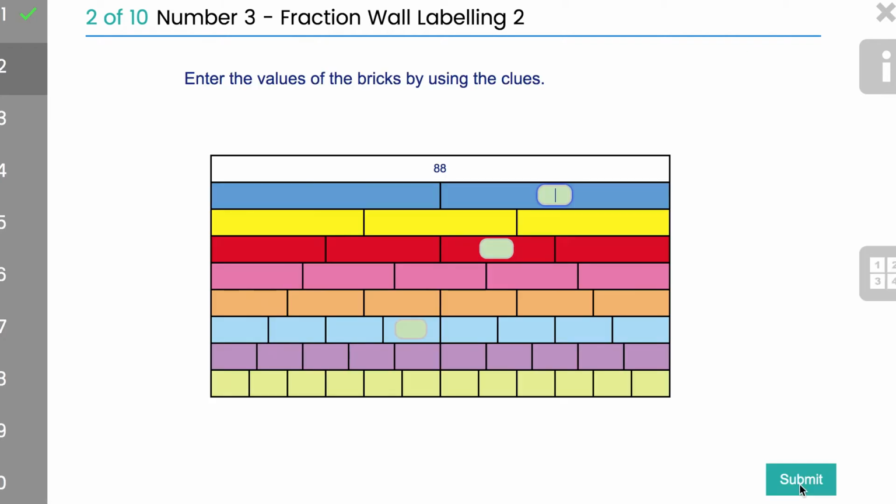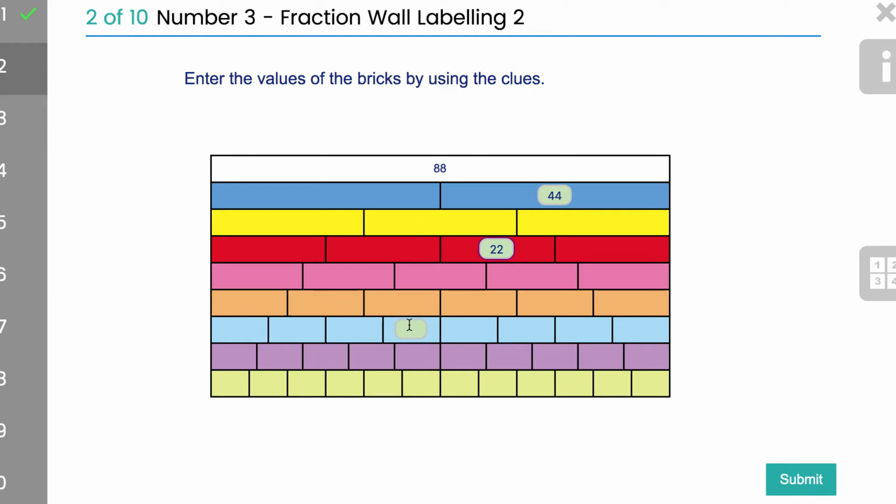Let's look at another one. In this case, the whole is 88, so what's half going to be? Well, half of 88 is going to be 44. What's a quarter of 88? Well, if this is half, if we halve it again, because there's 2 quarters in a half, then we're going to get 22. 22 and 22 makes 44.